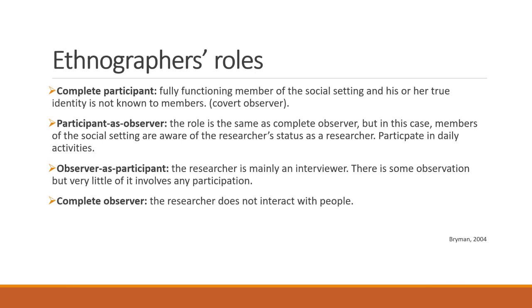So your role as an ethnographer can happen at different levels or in different ways. You can be a complete participant, where you really become part of the community, and they do not even know that you are a researcher. So this is what we call covert observer. People do not know that you're a researcher. You go and you immerse yourself fully into the community. Or you can be a participant observer, where you observe. People know that you're a researcher, you are there for research, you are observing, but while you're observing, you're also participating in the activities that are happening.